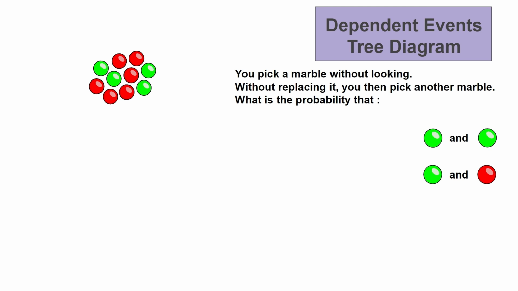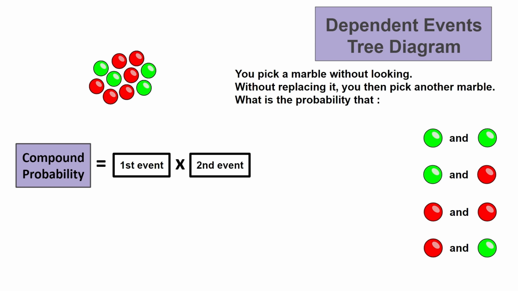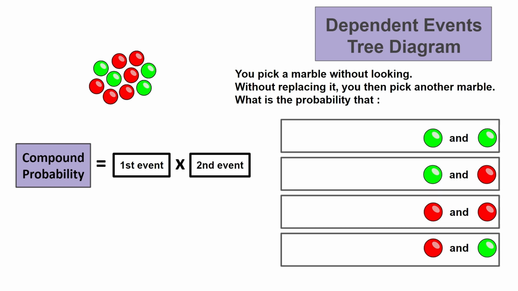The first marble will be green and the second marble will be red. The first and second marble will be red, and the first marble will be red and the second marble will be green. Well, in each of these cases, we're calculating the probability of more than one event, which is known as compound probability. Now, compound probability is equal to the probability of the first event multiplied by the probability of the second event. So that's what we're going to do in all of these cases.